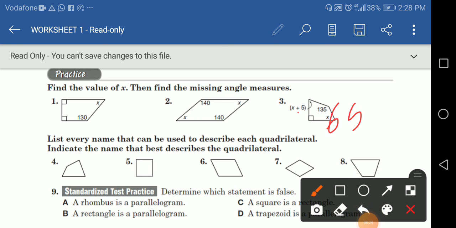The other one will be what, guys? What do you think? It's 65 plus 5, so it will be 70. So we have 70, 65, 135, and 90.